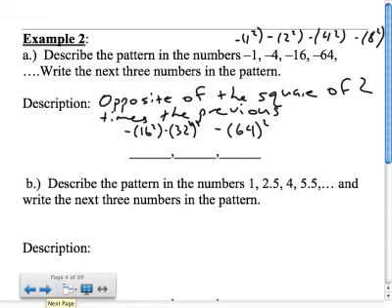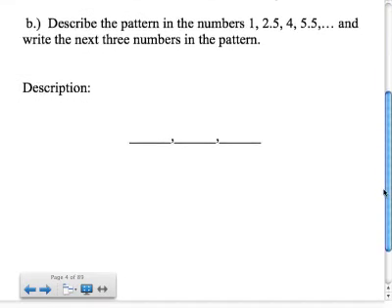Obviously I'm not going to leave my answers like that. I'm going to actually plug them in. 16 squared is one that you probably should know. That's 256, so I have -256. 32 squared, I don't expect you to know, so that's -1024. And 64 squared is -4096. So I observed a pattern, I applied that pattern, and that's what I used to create the next 3 numbers in the sequence. I'm going to scoot this up a little bit.